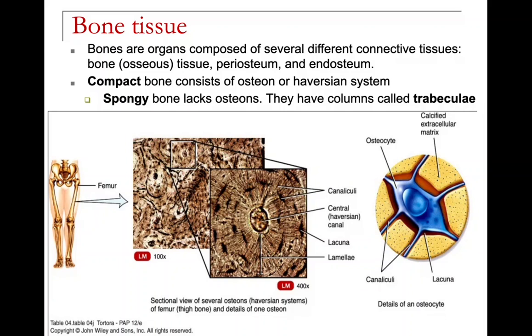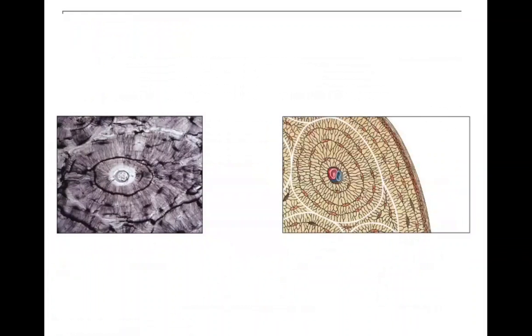So bones and organs are going to be composed of several different connective tissues. We can refer to it as osseous tissue. You'll also have periosteum and endosteum. Compact bone is going to be made up of these repeating units called osteons or haversian systems. Here you can see this circle. This is it enlarged. Each of those is an osteon or haversian system. Spongy bone lacks the osteons, but it's going to make these thin columns of bone called trabeculae. So it actually looks like a sponge or somewhat like Swiss cheese. So here you can see those osteons again.